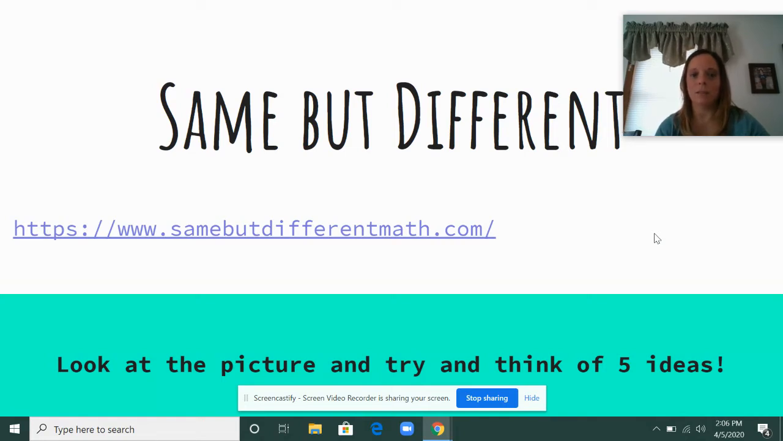This is called Same But Different Math, and it's one that I stumbled upon as a routine I got from one of my NCTM resources, high yield routines called Alike and I think Different. But this has a whole bunch of stuff, so I included the link on here so you could go check it out yourself. This one is probably a kindergarten. It's early numeracy, but I think it's appropriate in first grade as well. And I hope that you will too by the end of the video.